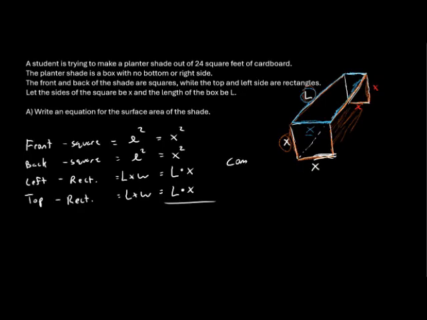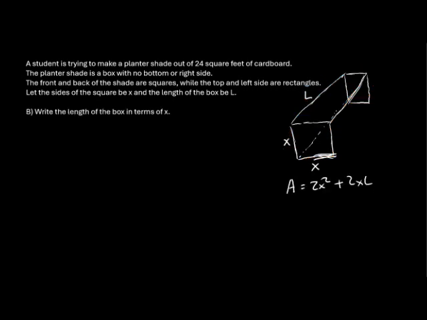Now we combine all of these terms. X squared plus X squared would give us 2x squared, and then Lx plus Lx will equal 2 times x times L. This will be our surface area for this shape.